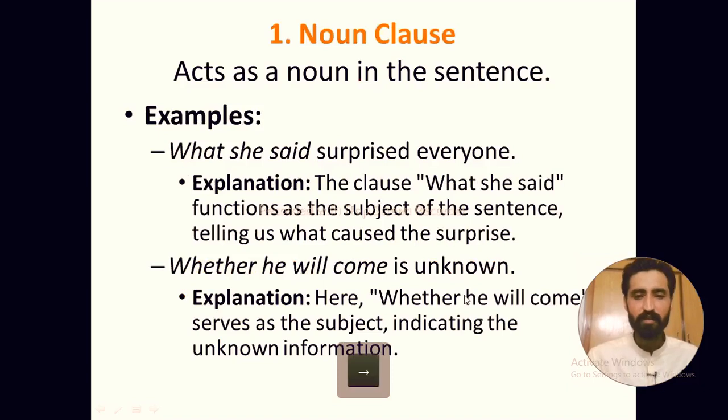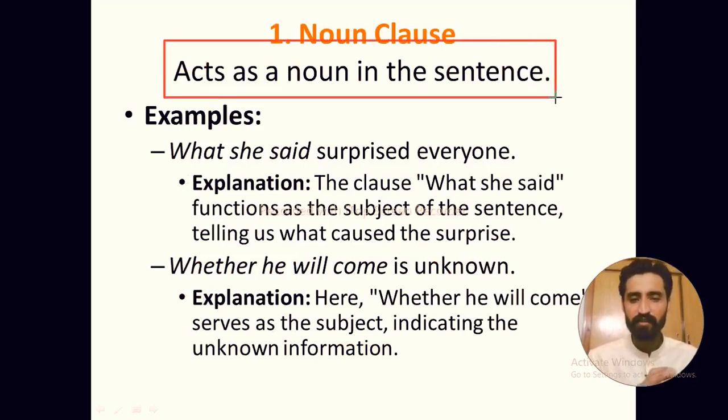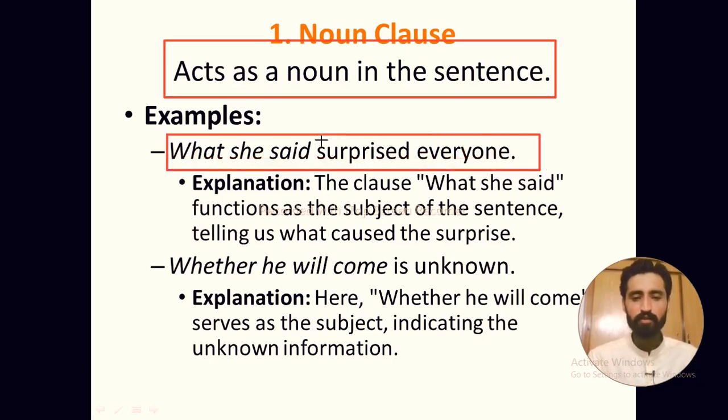The first type that we have is a noun clause. A noun clause is something that acts as a noun in a sentence. What is a noun? The name of a person, place, or thing, and usually it comes right before a verb or a helping verb. So here you see: what she said surprised me. Now here, the verb starts from here. This is the verb, surprised. So before a verb, most of the time we call it a noun.